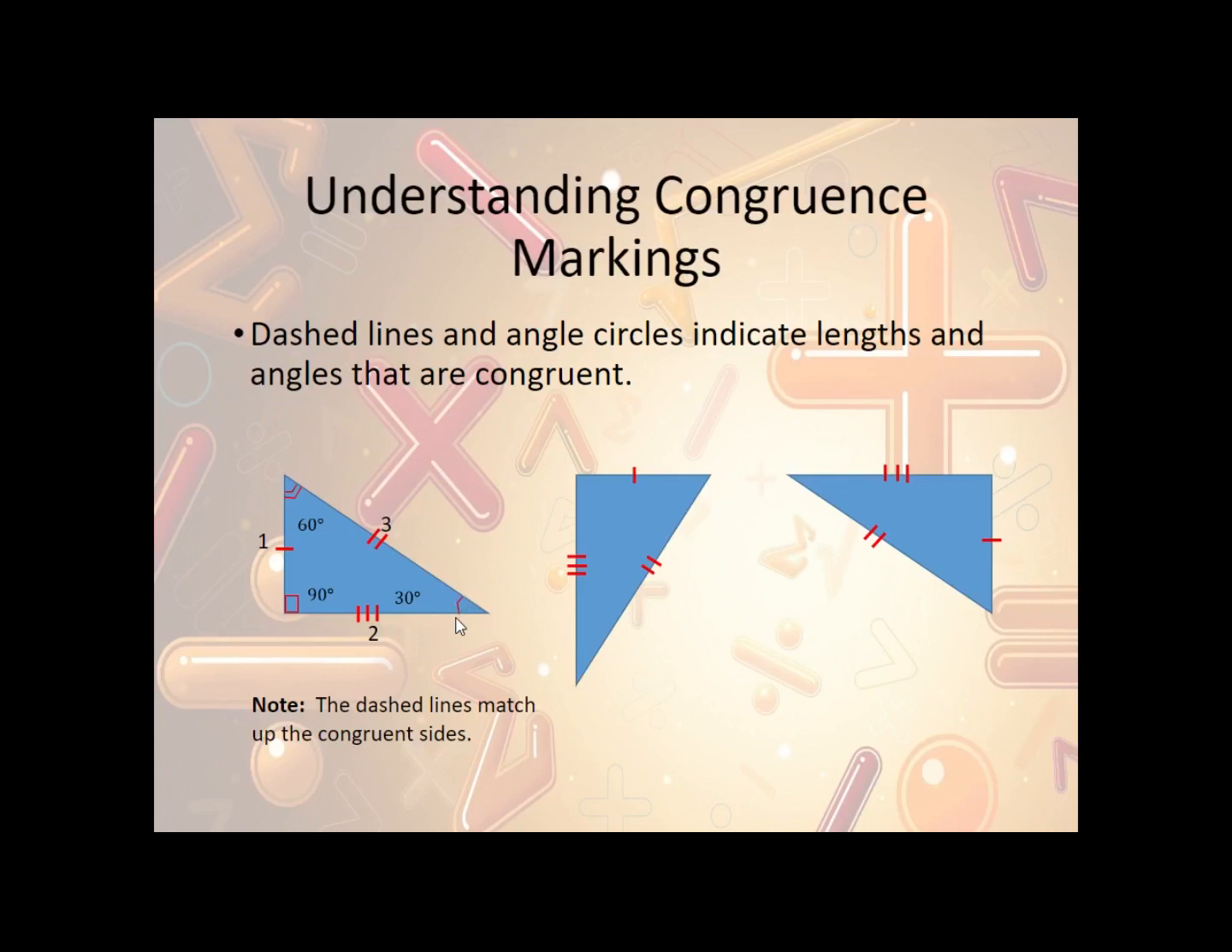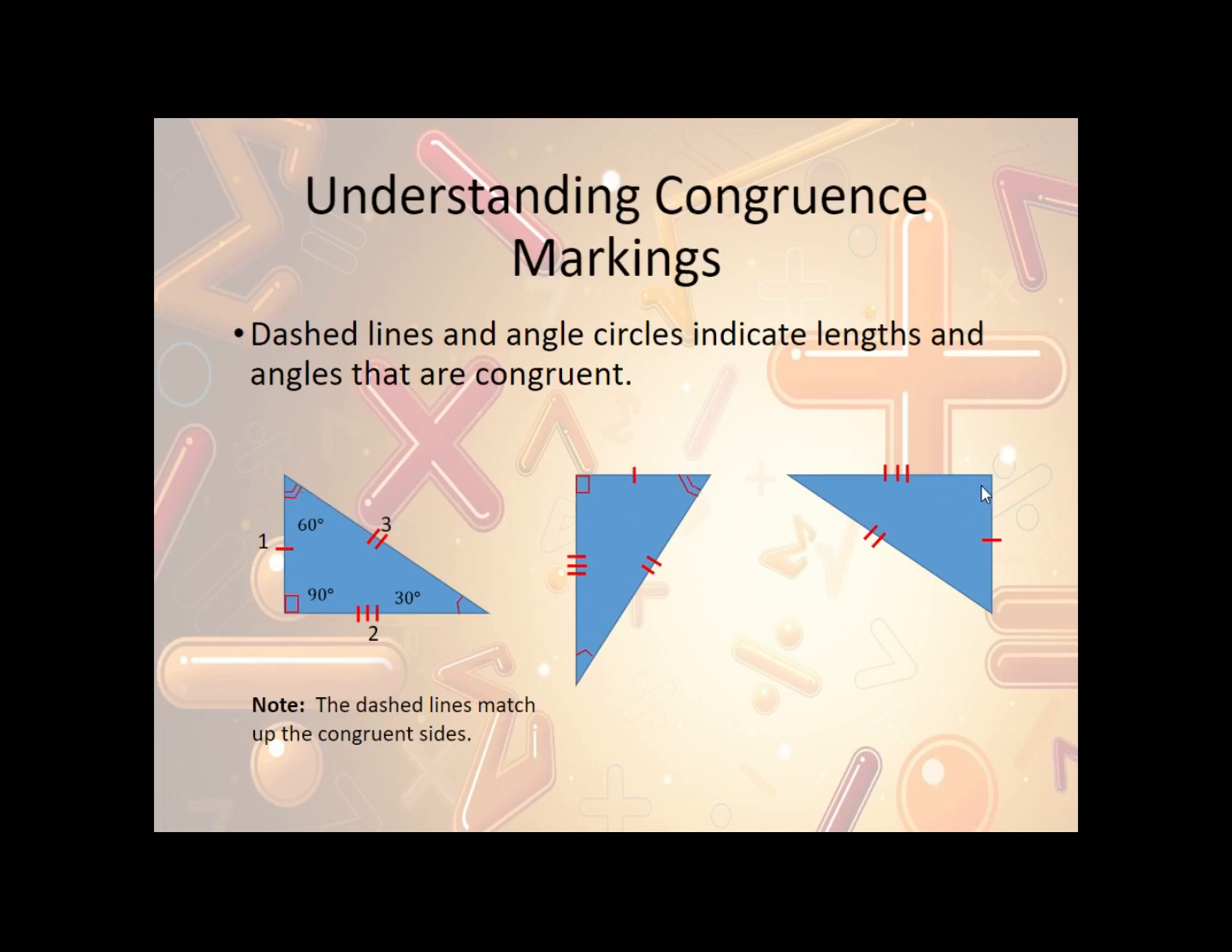Now notice we have arcs here. If it's a 90-degree angle, then we put a box, but otherwise it would be an arc, and we could have a single, double, and a triple arc as well to represent those angles. So we have our 90-degree angle here, which matches up with this one here. Then we have our single arc, which goes here, and our double arc, which goes here. That indicates that this one and this one are congruent. This angle and this angle are congruent, and this angle and this angle are congruent.